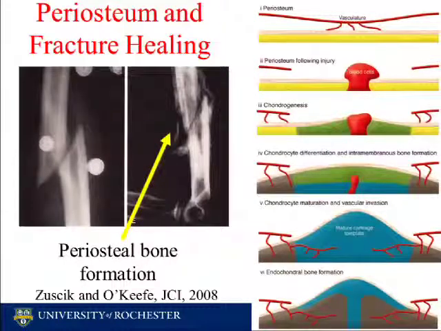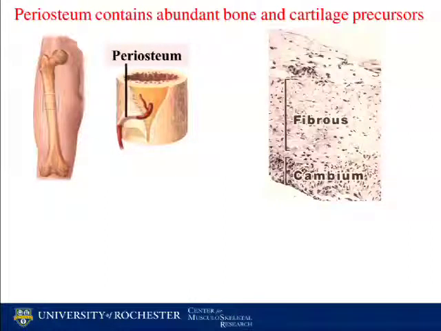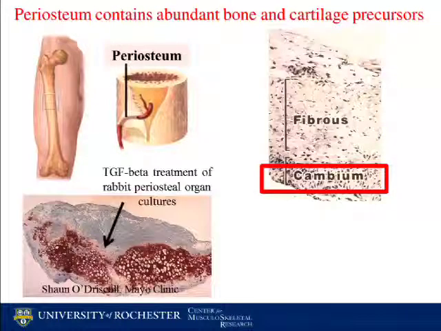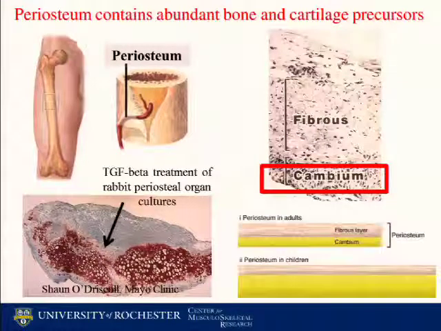And the periosteum as a tissue, although very thin, has a cambium layer that is adjacent to the bone. And the cambium layer is a very rich repository of mesenchymal stem cells. This is work that Sean O'Driscoll did many years ago. This is an explant of rabbit periosteum that he treated with TGF-beta. And you can see that essentially all those cells in that cambium layer have the ability and potential to undergo differentiation into bone-forming tissues. One of the things that's been found is, again, that periosteum in adults is much thinner, and this may account for part of the reason why children heal much more readily than adults.